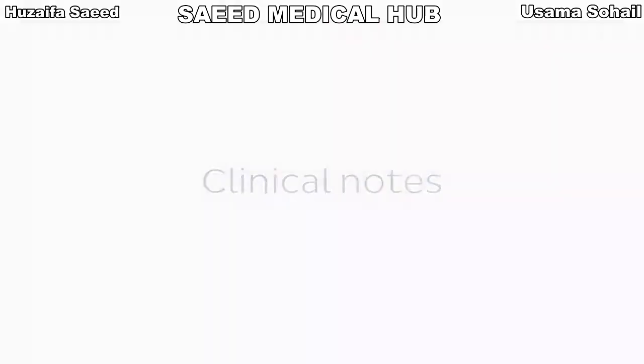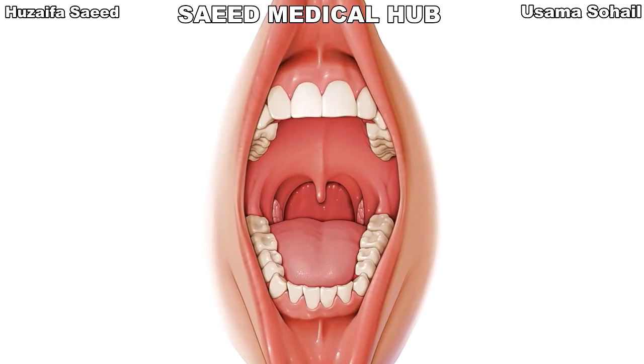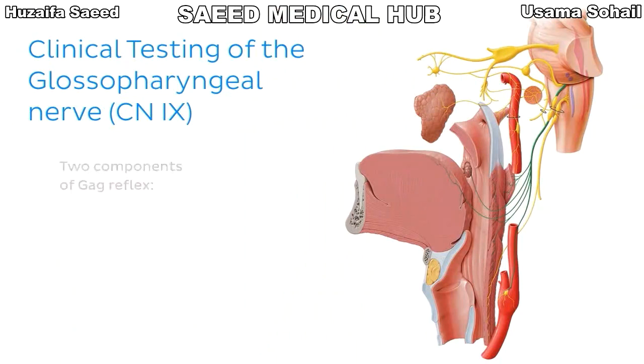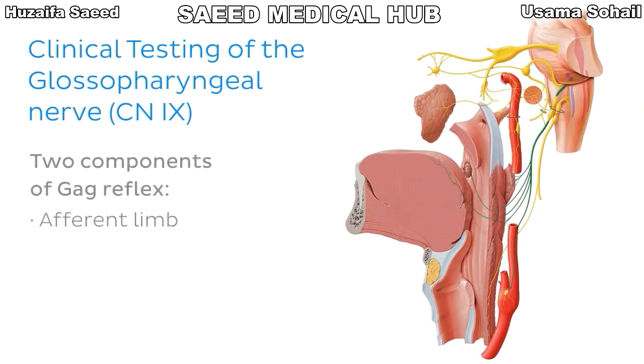A common test to check the integrity of the glossopharyngeal nerve is to touch the oropharynx or posterior aspect of the tongue with a tongue depressor. This will then initiate the gag reflex. The gag reflex has two components, an afferent limb and an efferent limb.